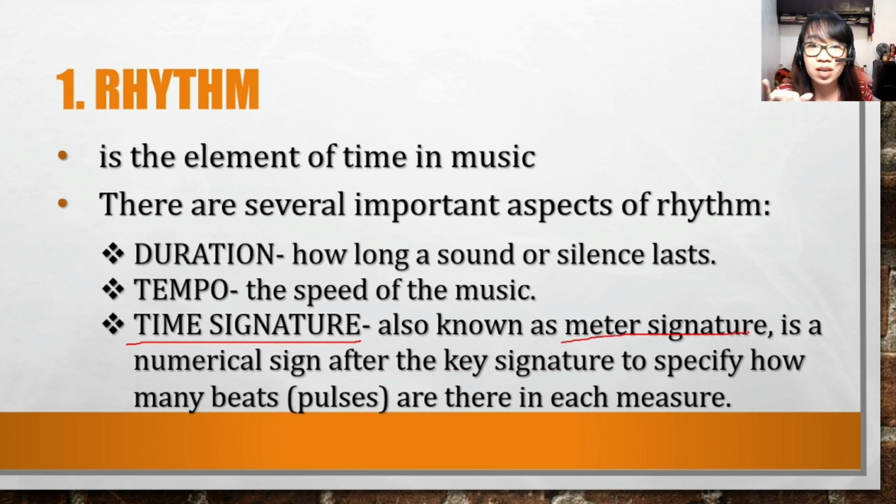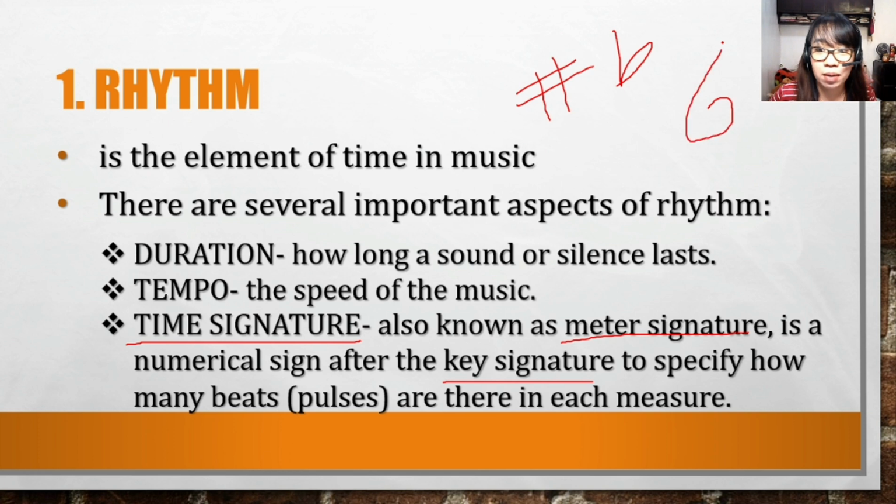Remember, we have duple, triple meter, and quadruple meter. Time signature is a numerical sign after the key signature, meaning the sharp or the flat, after the G clef. Can you still remember the G clef? Again, it is a numerical sign after the key signature to specify how many beats or pulses are there in each measure.